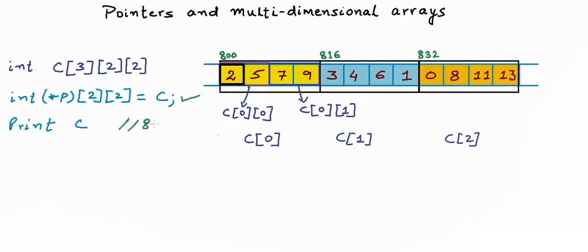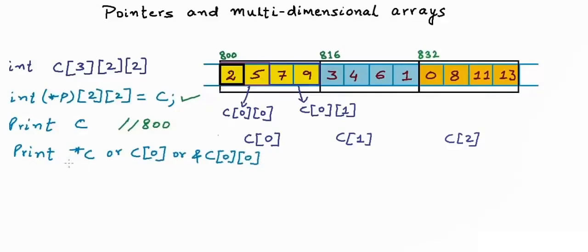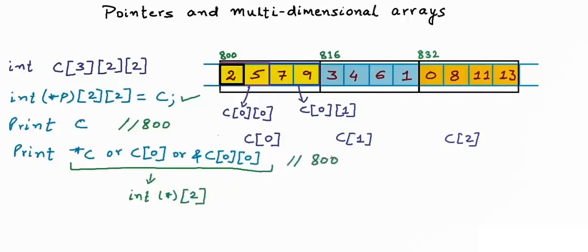If I would just print P or C here, and I'm not writing the complete printf statement once again, my output will be 800. Now if I will perform a dereferencing and try to print asterisk C, then this will be same as C0, and C0 is a 2-dimensional array. So we will get a pointer to the first element in C0. All these expressions are returning us pointer to one-dimensional array of integers of size 2, and the address printed will be 800.